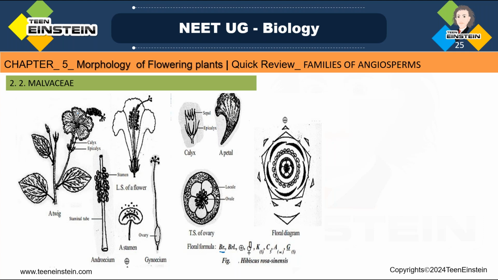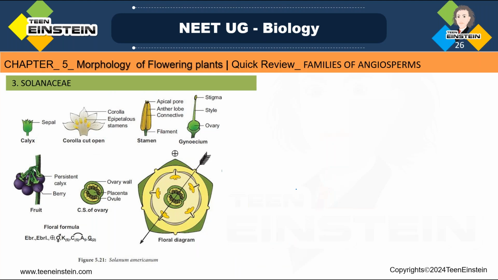In hibiscus, have you seen here? Here you can see the ovary. This is the ovary, so it's above that. So it's a superior ovary. And that's how we need to mention the floral diagram also. Okay. And next about Solanaceae family, you can see here the floral structure and here the floral diagram.